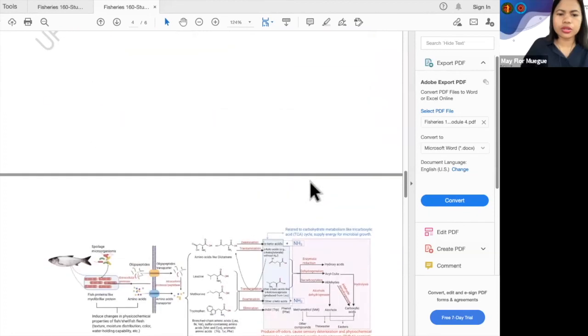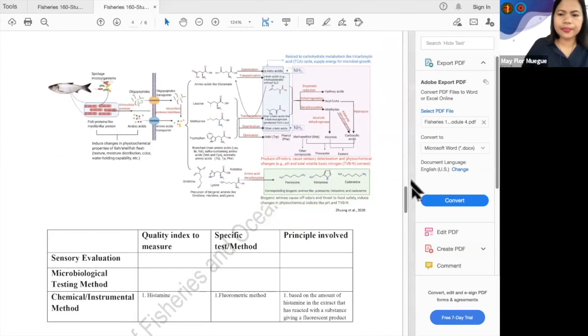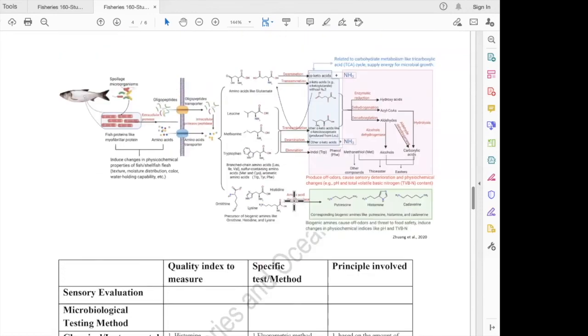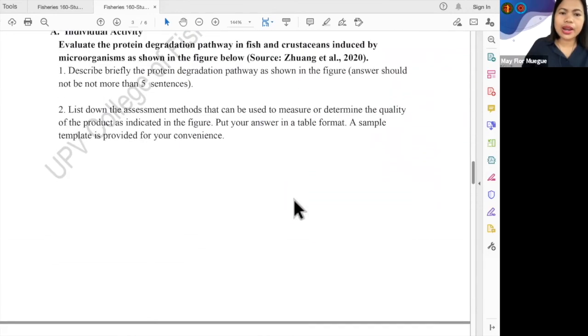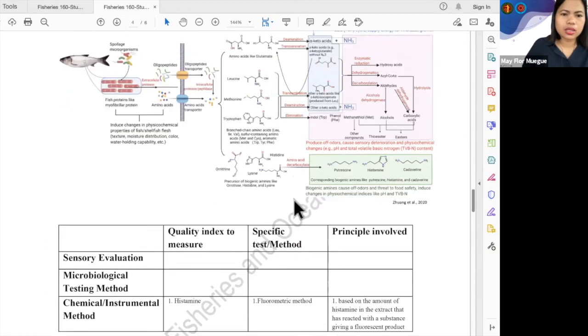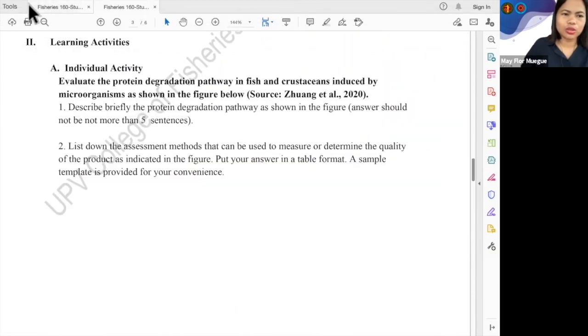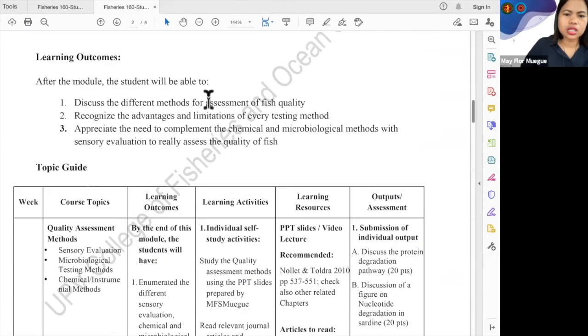Anyway, teka. Ano yung nakikita niyo sa screen? Loading pa, ma'am. Okay na, ma'am. PDF file? Yes, ma'am. Okay, ito yung output nyo actually. You have to describe the protein degradation pathway. Tama ba to? Baka ibang subject to. Yung faces natin naka-block sa file title. Ayan, Fish 160, module 4.